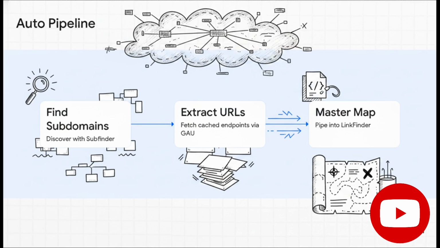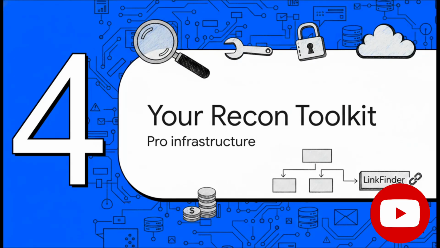Finally, they pipe those filtered targets directly into Link Finder. This one unified terminal command dynamically builds out a master architecture map. It essentially saves an entire goldmine of internal hidden links cleanly into a single text file. It's pretty amazing. All right, Section 4, Building Your Recon Toolkit.